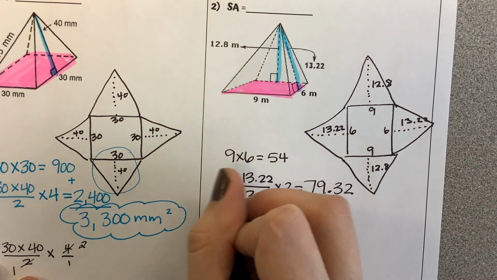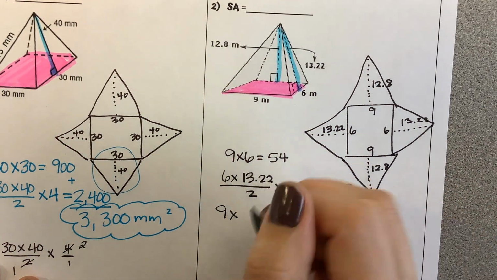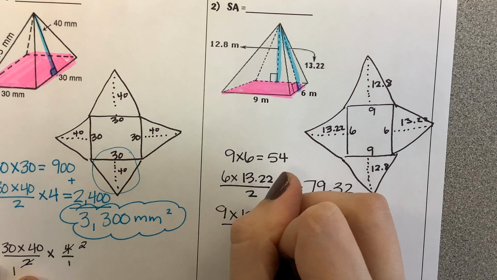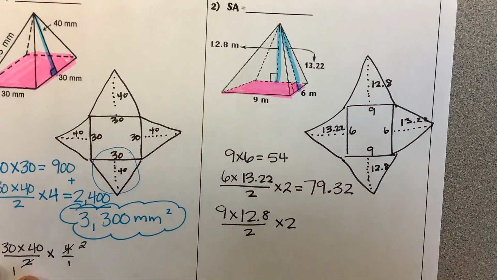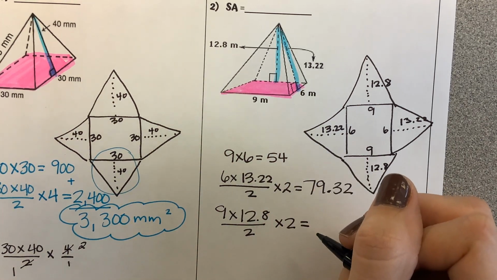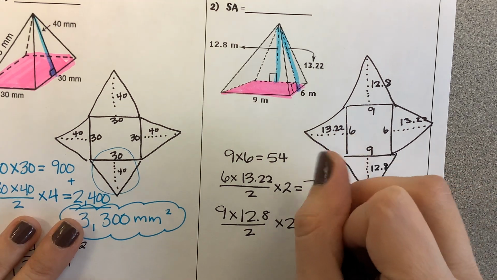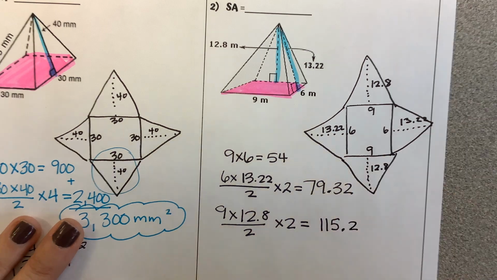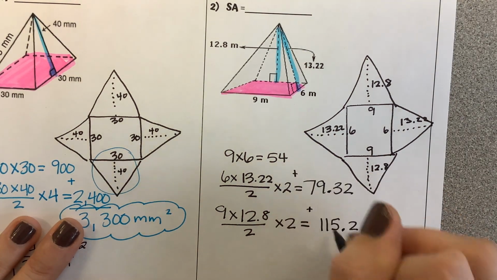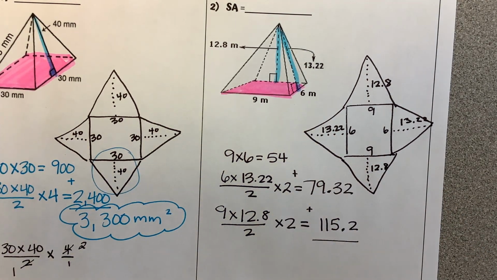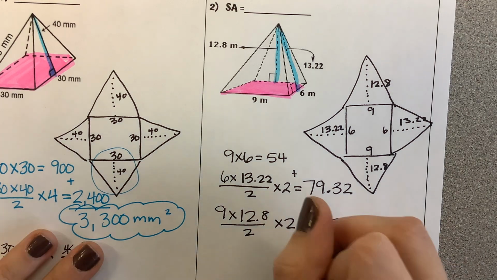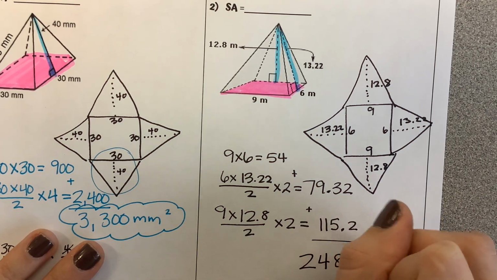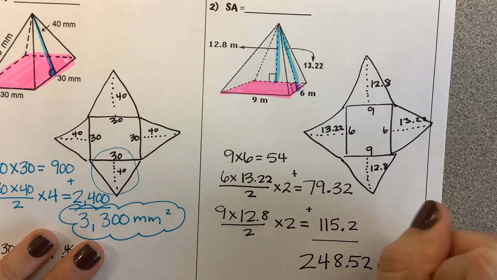Now we're going to do the same thing for the other triangle pair. We're using the 9, so 9 times the height of 12.8 divided by 2, but there's 2 of those triangles. We get 115.2. And then I'm adding these 3 together to get a final answer of 248.52 meters squared.